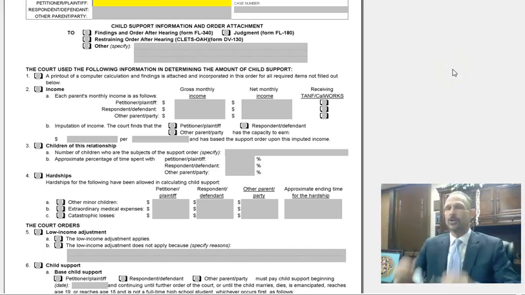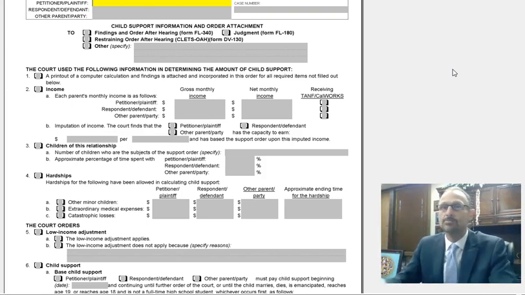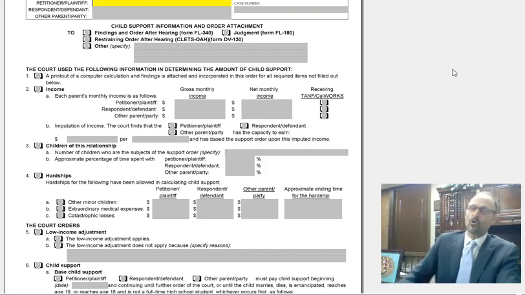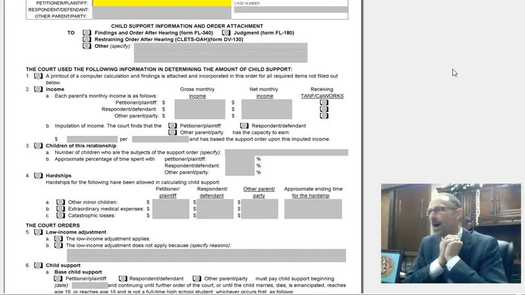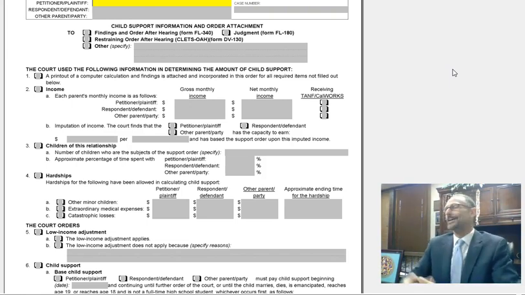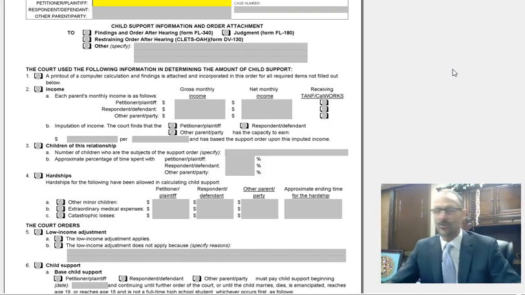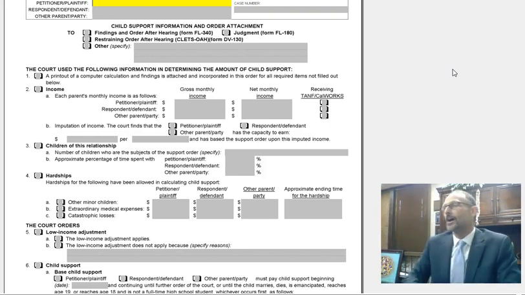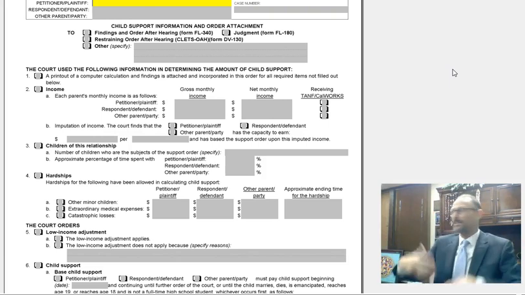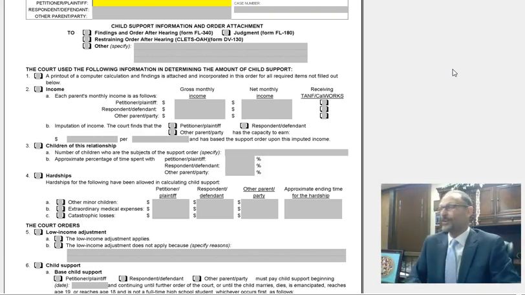I am now going to go over the child support information and order attachment. This form is also attached to some other form. It's either attached to a judgment when there's child support orders, or it could be attached to a request for orders if you're asking for child support, or a responsive declaration if you're responding to a request for child support. Anyway, it could be attached to a findings and order after hearing or a judgment, whatever.